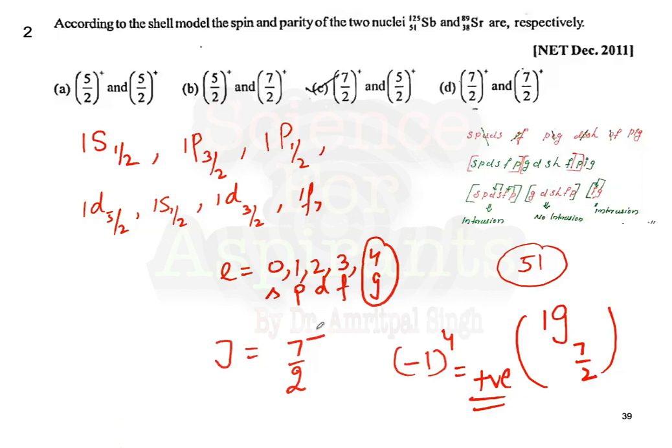So that's why our ground state spin and parity will be 7/2 plus for both the cases, because in the first case there are 51 protons which will play the role to find the ground state spin, and in the second case there are 51 neutrons, which will play the role to find out the ground state spin and parity for this problem. So the correct option is option D.